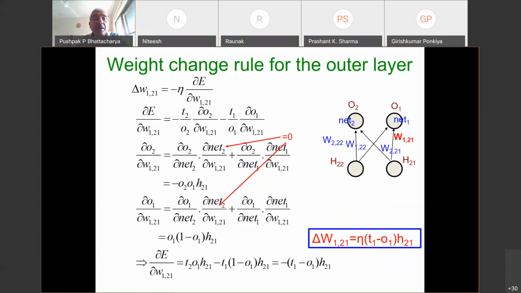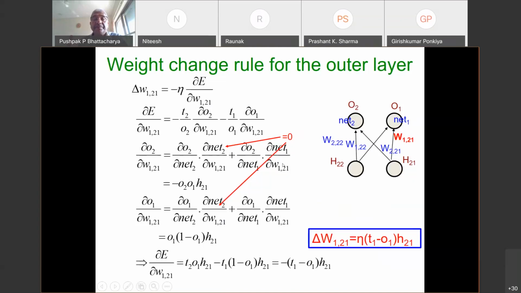What is this quantity? Well, O2 is a function of both net 2 and net 1 because of softmax. If it was sigmoid, then O2 would be a function of only net 2. Because of softmax, O2 is a function of both net 1 and net 2. So the rule of partial derivatives requires me to express the derivative of O2 with respect to the weight through both net 1 and net 2 and add those quantities. This is from the theory of partial derivatives, and the chain rule is also in operation.